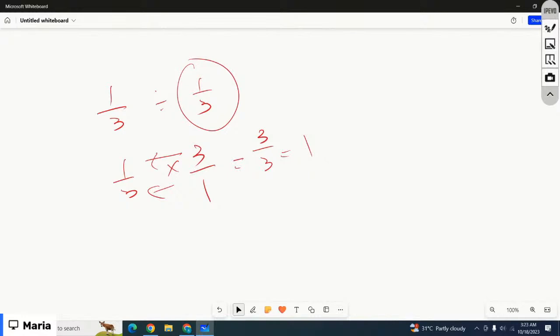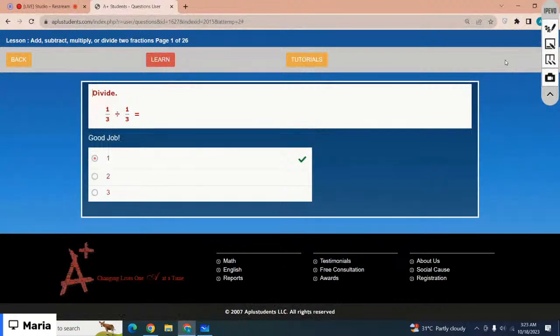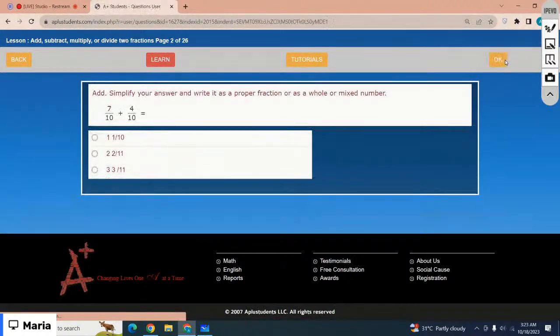Got it? That's how you divide fractions. You need to replace the division sign with multiplication and then take the reciprocal of the term right after the division sign, right? So the correct option is 1. Okay, the next one is 7 over 10 plus 4 over 10, which is the correct option.